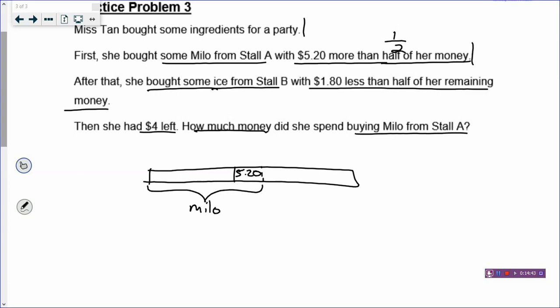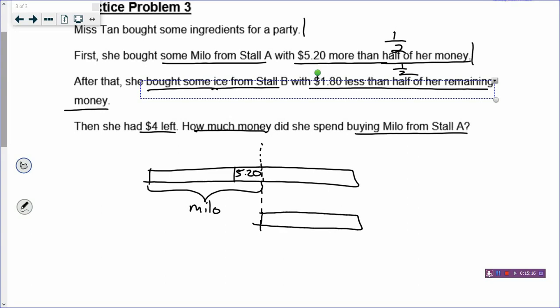Okay, let's go to the next sentence. After that, she bought some ice from store B with $1.80 less than half of the remaining. So that's the remainder. Where is the remainder in your model? It is on the right side. That is your remainder. So it's always better to draw a parts whole model if there's a remainder. Again, there's a half there, so you cut the remainder into half. But I do not want to make it very confusing. I want to drop down the model so that you can see more clearly.